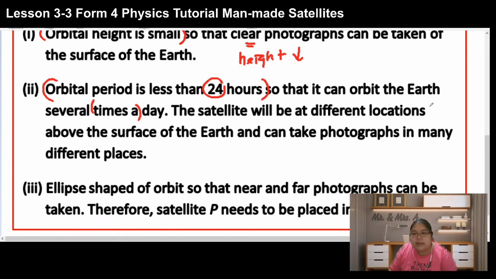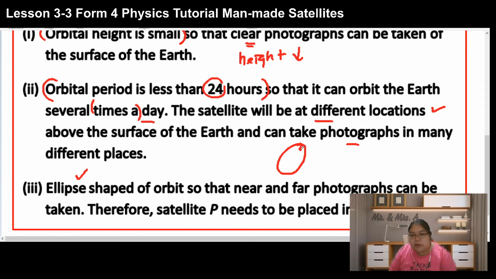This one is the explanation. Why must it be less than 24 hours? First, you want it faster. Number 2, you can go to different locations above the surface, then you can take photographs in many different places. Number 3 is the shape. You want the ellipse shape of the orbit, so near and far. Remember the ellipse.